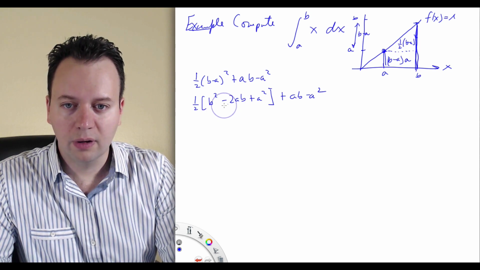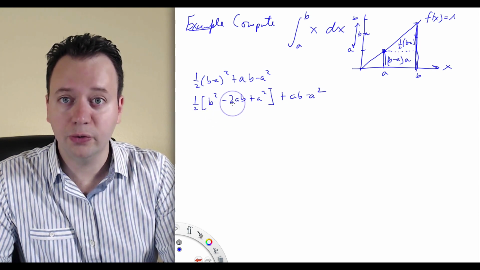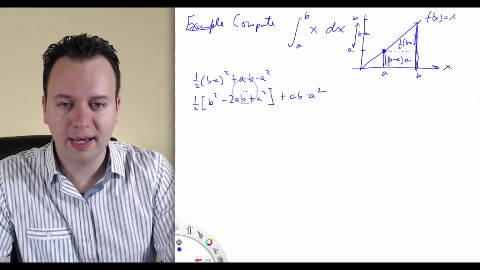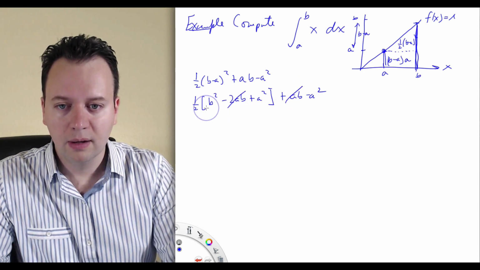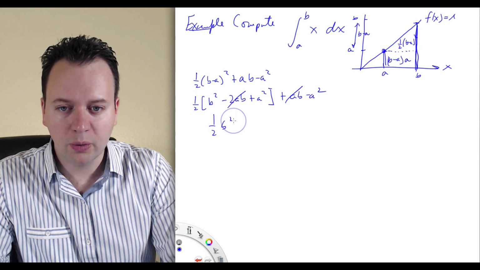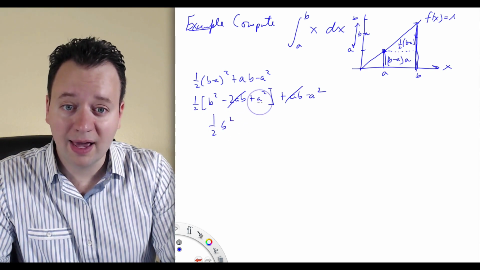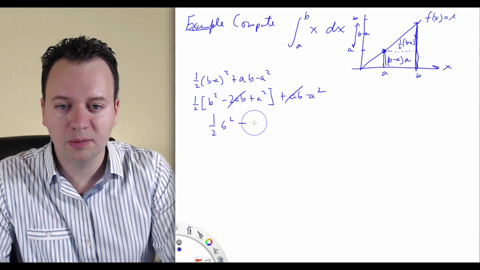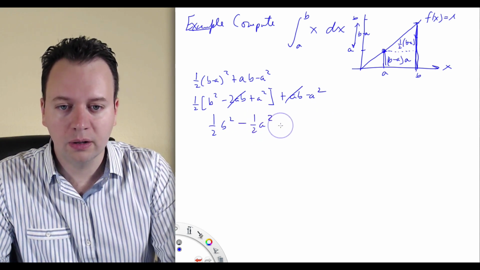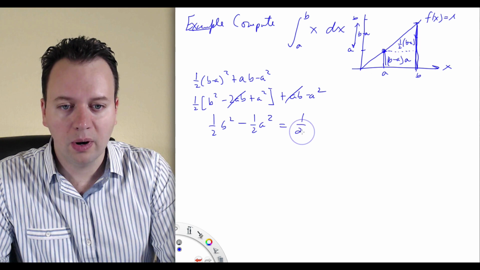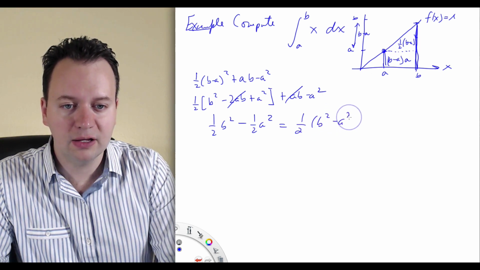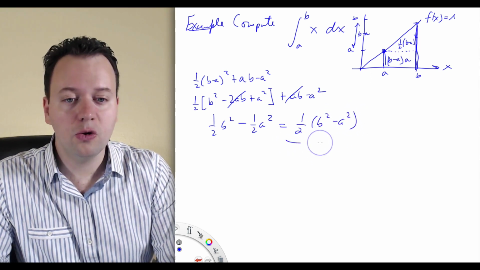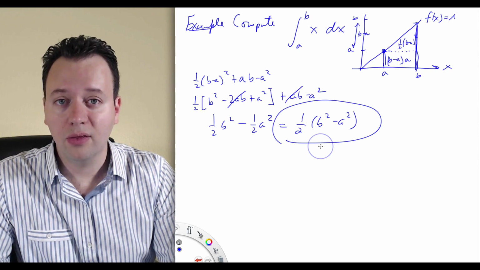So here we have minus ab, because the 1/2 times the 2 is 1. So we have minus ab plus ab, so that cancels. So we have 1/2 b squared plus 1/2 a squared minus a squared. So 1/2 a squared minus a squared is minus 1/2 a squared. So the whole area is equal to 1/2 (b squared minus a squared). So that's the value we should get for the integral.